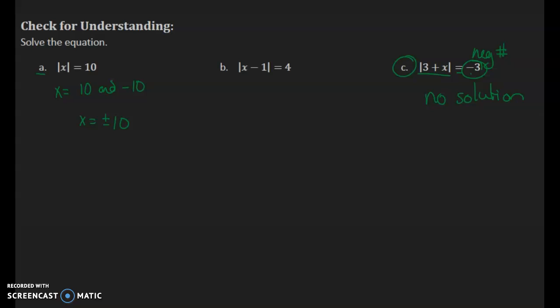Go ahead and set up the two equations for check for understanding problem B. All right, so hopefully you wrote x minus 1 equals 4 and x minus 1 equals negative 4. If that's the case, you're ready to continue to solve. I'm going to add 1, so I get 5. I'm going to add 1 over here, and I get negative 3. So my two solutions are 5 and negative 3.